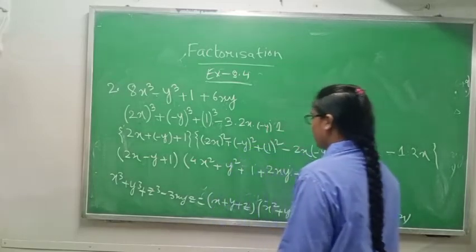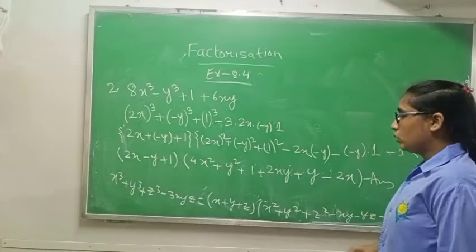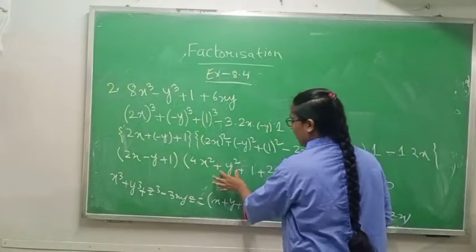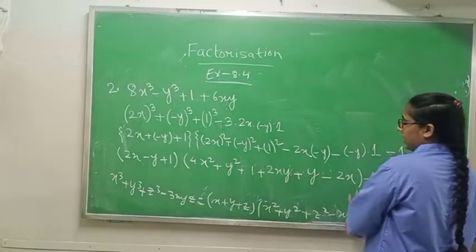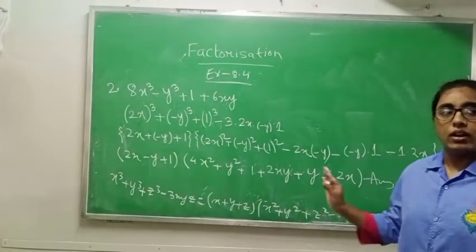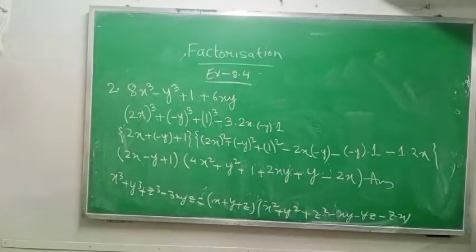If you want to arrange it, you can arrange it. I am not doing further. If you want to arrange, you can write 4x square first, then y square, then 2xy, then x first, then y in the last. Okay. Otherwise, this one is the right answer. Okay. Complete this one.